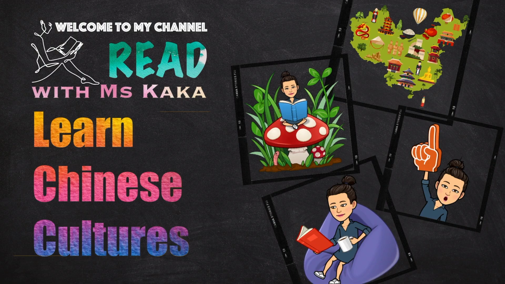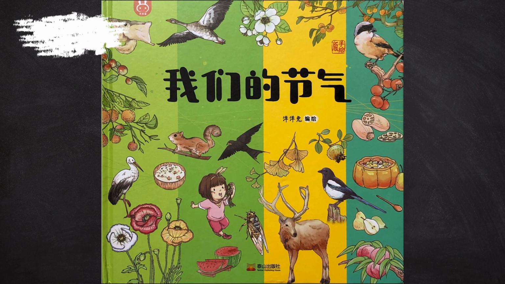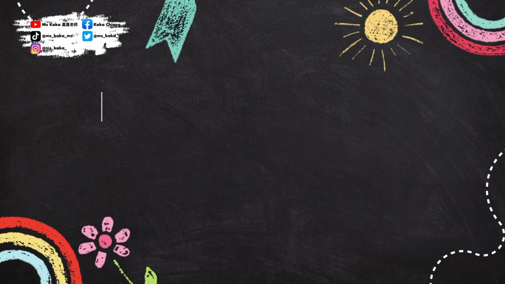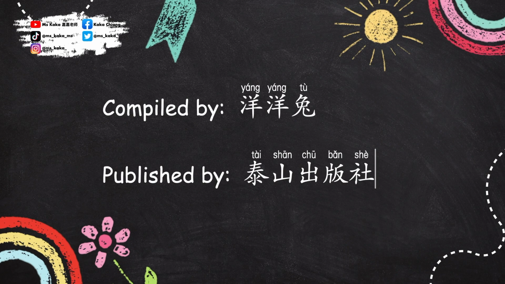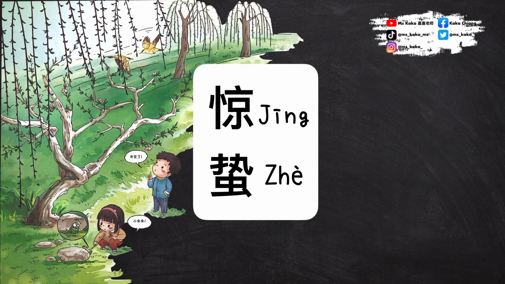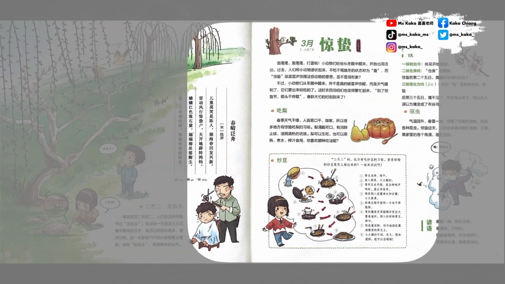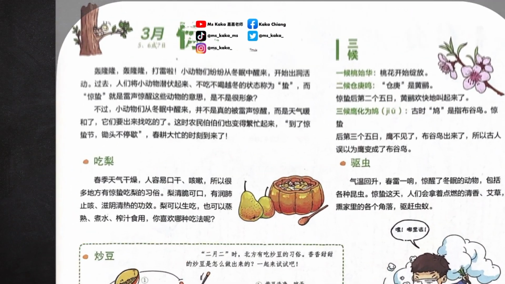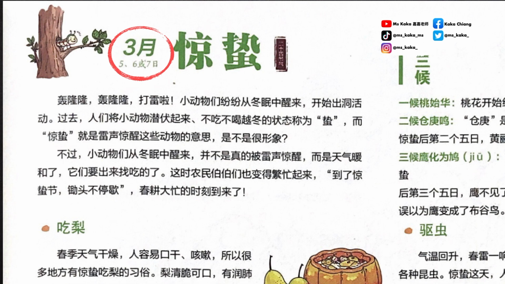Let's pick up where we left off in our reading from the book 我们的节气 compiled by 杨洋兔 and published by 泰山出版社。今天是惊蛰 It's 惊蛰 today, which is the third solar term.每年惊蛰都在3月5、6或7日。惊蛰 usually falls on either March the 5th, 6th, or 7th each year. 今天是3月6日，所以今年惊蛰在3月6日。This year, 惊蛰 is on March the 6th. What is exactly 惊蛰? Let's start our reading to learn more about it.